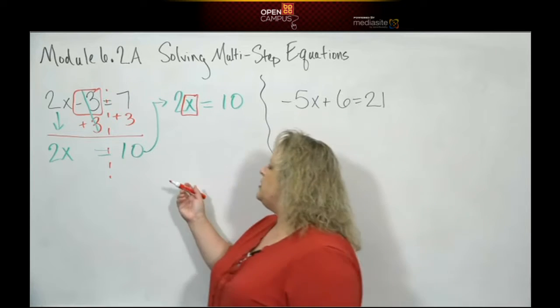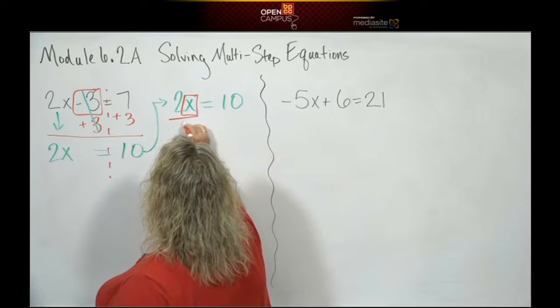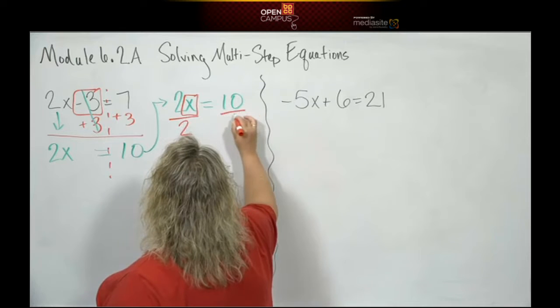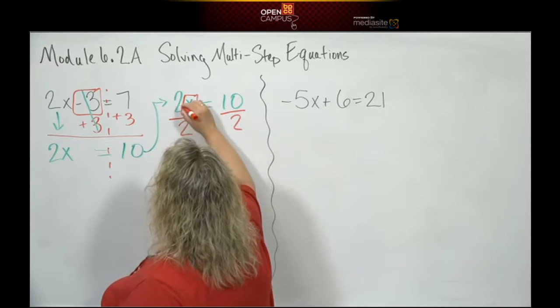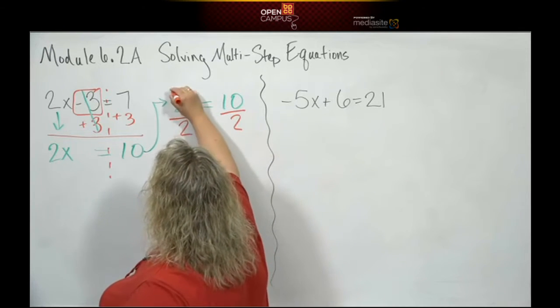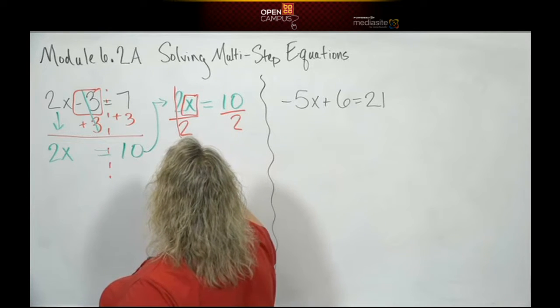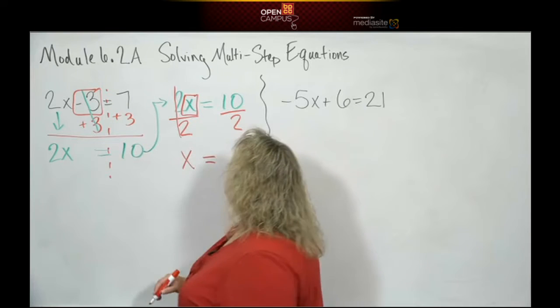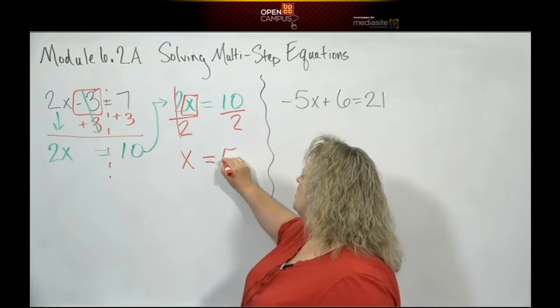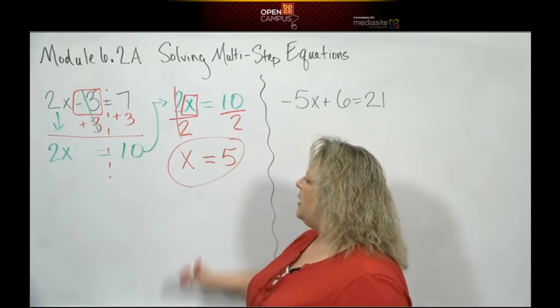We're going to do division, because division is the opposite of multiplication. So I'm going to do division, and 2 divided by 2 is 1. So those divide out to be 1, and I'm left with x. And then I do 10 divided by 2 is 5. And that is my answer.